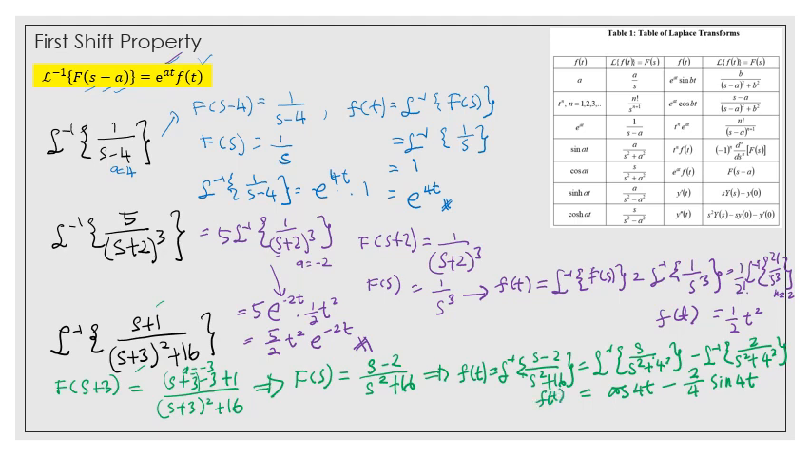Okay, so we just substitute back. f(s plus 3) is actually equal to inverse Laplace of f(s plus 3), which is e^(at). Our a is equal to negative 3, from when we substituted a equal to negative 3. So e to the negative 3t times f(t). f(t) is equal to cos 4t minus 1 over 2 sine 4t, right?